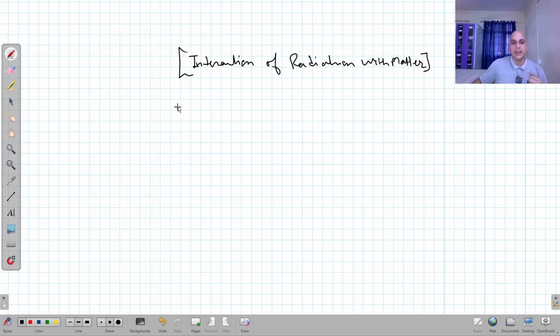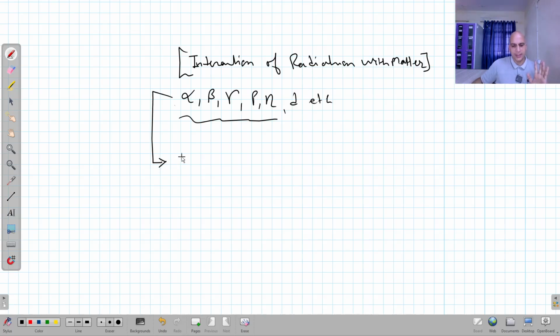So if we look at the particles that are coming from the atomic nucleus, then they are alpha particle, beta particle, gamma rays, proton, neutron, deuteron, etc. So all these are the particles that come out of the atomic nucleus. So in this topic, we study in detail the interaction of these different particles or radiations with matter. So first thing is, we can classify all these particles into two categories.